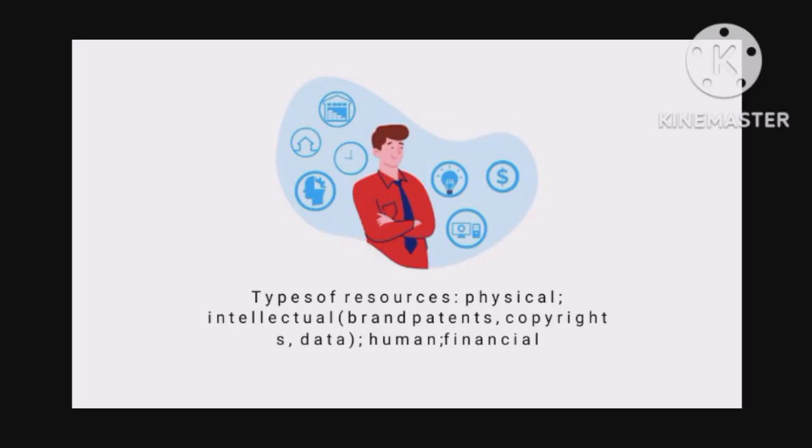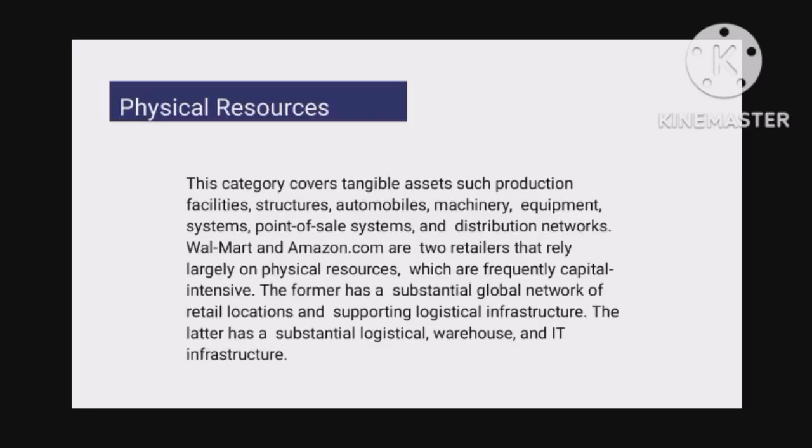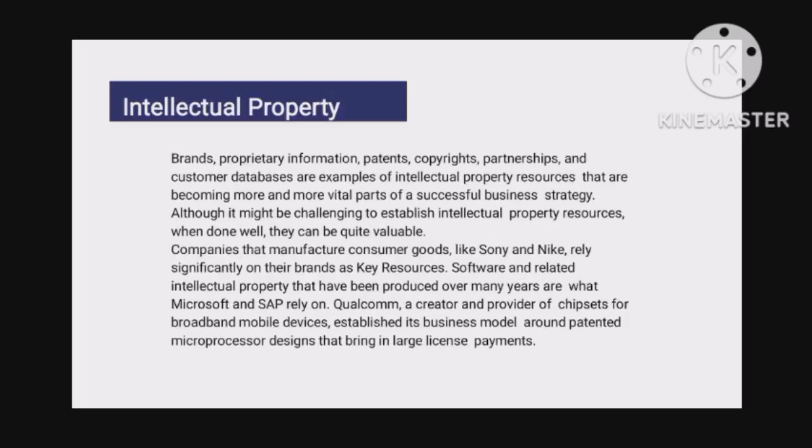Types of resources like physical, intellectual, human, and financial. Physical resources. This category covers tangible assets such as products, production facilities, structures, automobiles, machinery, equipment, systems, point of sale systems, and distribution networks. Intellectual property. Companies that manufacture consumer goods like Sony and Nike rely significantly on their brands as key resources.